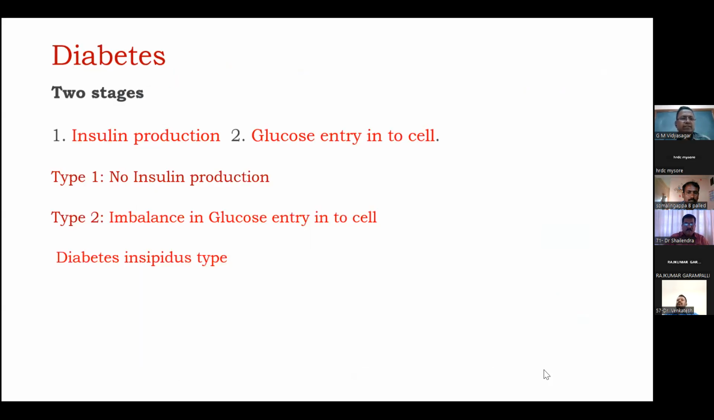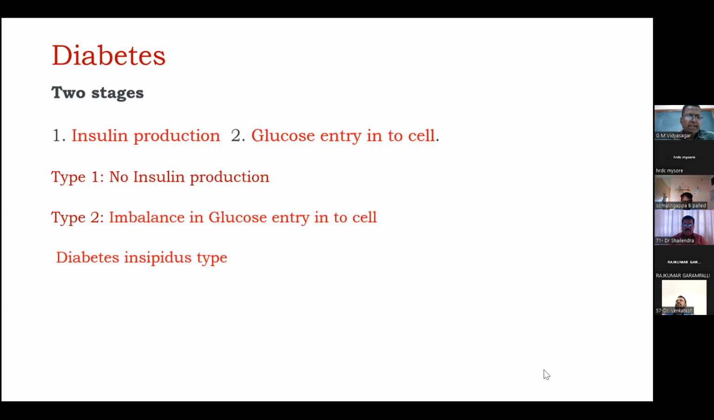So the diabetes, as I told, has two very important stages. One is insulin production, the other one is glucose entry into the cell. The insulin production problem is the most important one seen in type 1 diabetes, and the second one is very common in diabetes type 2, where the imbalance in glucose entry is due to insulin resistance and many other mechanisms involved in the cell. Because of that, glucose will not enter into the cell, and that results in type 2 diabetes.